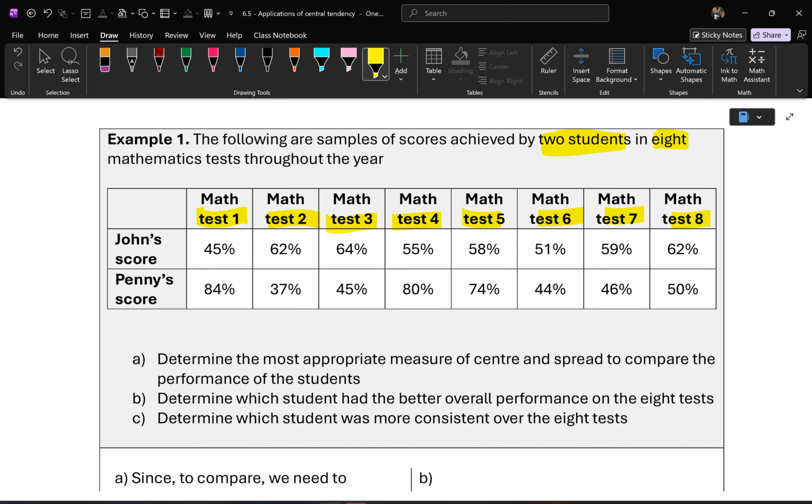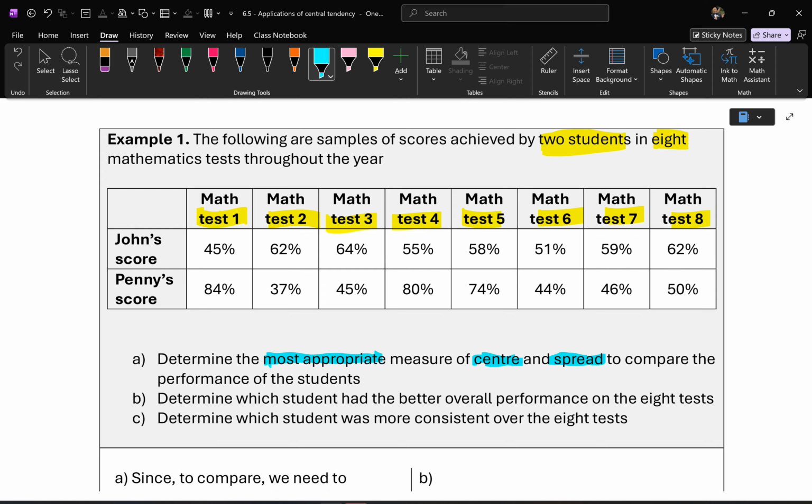Now, if you look at the numbers, you can see that each person's getting slightly different results. So John loses to Penny in the first one, beats Penny in the second, beats Penny in the third, loses to Penny on the fourth. So overall, if I had to ask you, just looking at this, who did better overall? It's hard to tell without analysis. For the year 12s, you have to interpret, well, what type of analysis are you going to do? So here's the first question. Now that you've got the data of John and Penny, which one's the most appropriate measure of center and spread?